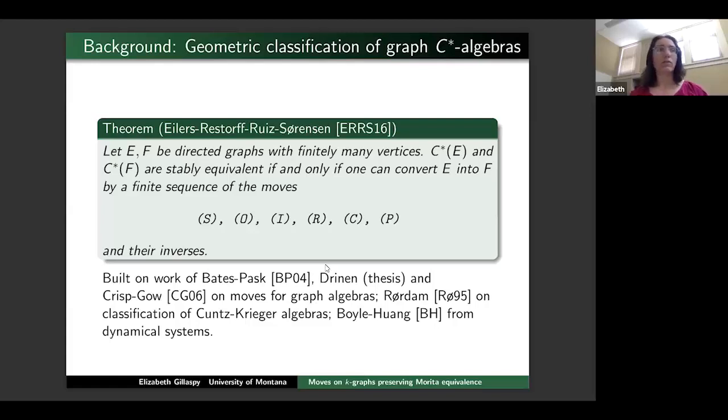Rørdam's work on classification of Kuntz-Krieger algebras led to the Kuntz splice move. And the final proof that these 6 moves are all you need really drew heavily also on work of Boyle and Huang from dynamical systems. So this gives us a classification up to stable isomorphism of graph C-star algebras, unital graph C-star algebras, so where the graph has only finitely many vertices, but we're allowed to have infinitely many edges.